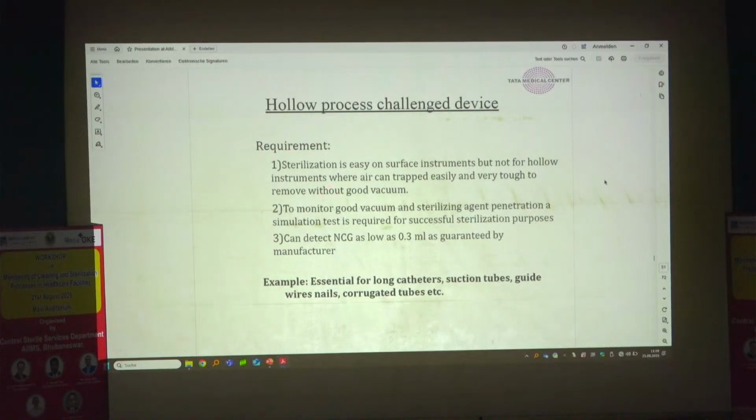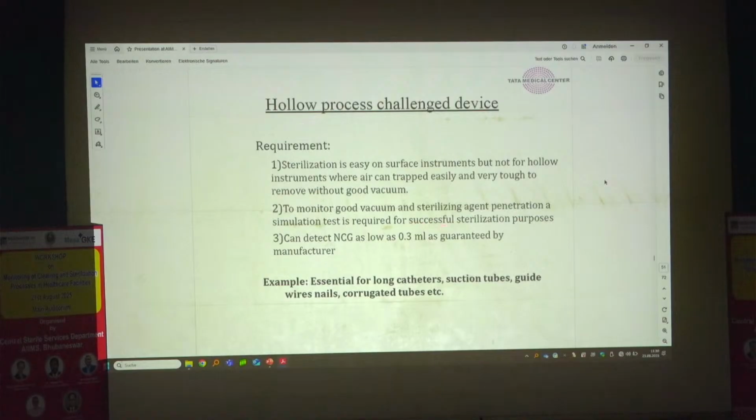Hollow process challenge device requirement. The requirement is like that. Sterilization is easy for surface instruments, but not for hollow instruments where air can be easily trapped and is very tough to remove without a good vacuum. If there is no good vacuum, no penetration, nothing can be sterilized properly. Because for surface sterilization you can see everything, but with hollow penetration, if it is a long channel, long lumen, you cannot understand whether it is properly cleaned or properly sterilized or not. And this is to monitor good vacuum, sterilization and penetration.